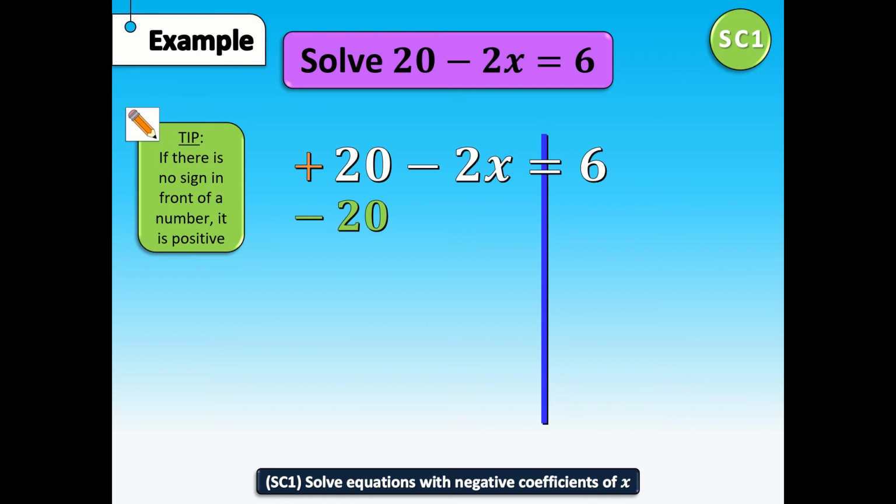So we're going to do the opposite, which is take away 20. So we take away 20 from both sides. That leaves us with minus 2x on this side, and 6 minus 20 is minus 14.